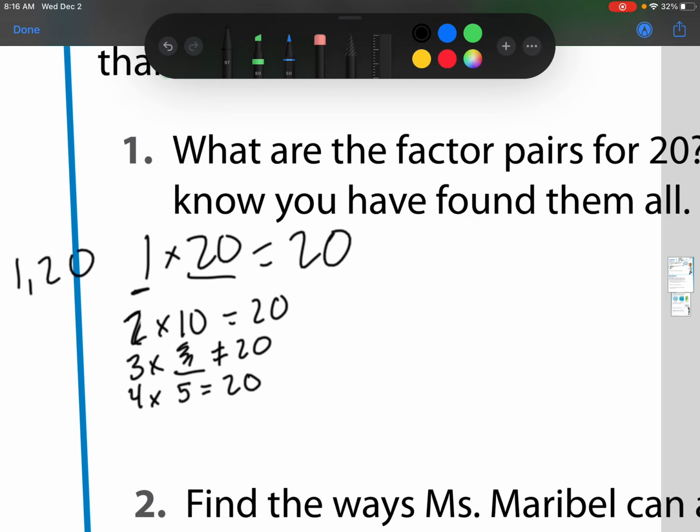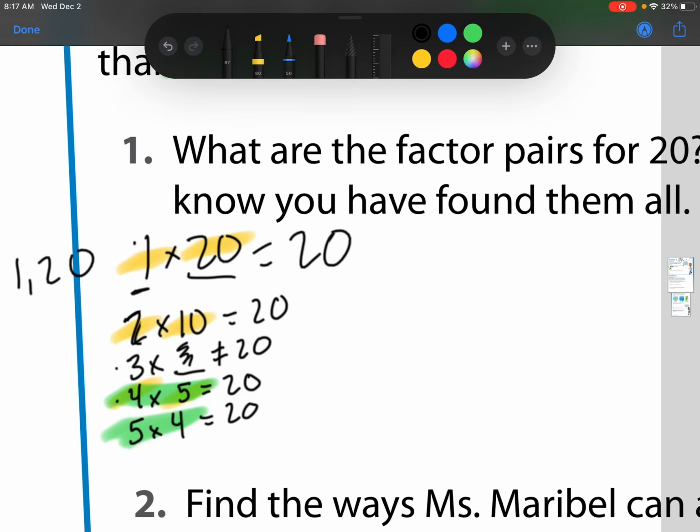And here's going to be my key part. I've done 1, 2, 3, 4. So now 5, and 5 times 4 equals 20. When I start seeing my factor pairs repeating, so I have 4 times 5 and 5 times 4, those same numbers, when they start repeating, that means I've found all of the factor pairs. So 1 and 20 are factor pairs, 2 and 10, 4 and 5. And then it starts repeating. So I have all of my factor pairs.